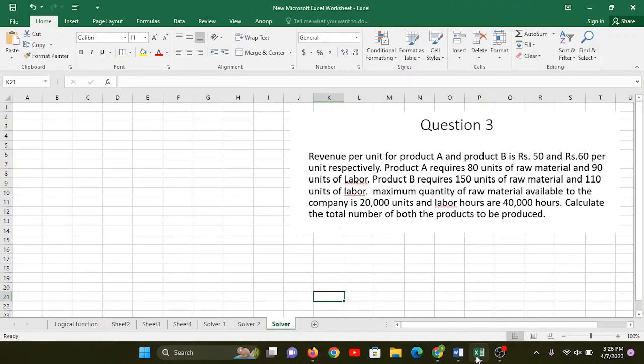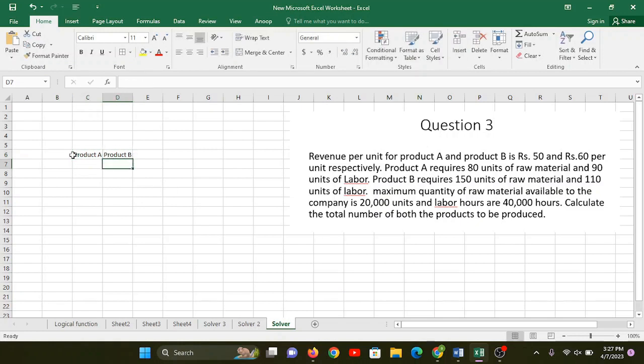Hello friends, this is the third question in line, which is again an execution through solver application. You see in this case again, there is a business situation where revenue is given for a couple of products, product A and B. Let's start working on this Excel sheet side by side. So you have two products, one is product A and second is product B.